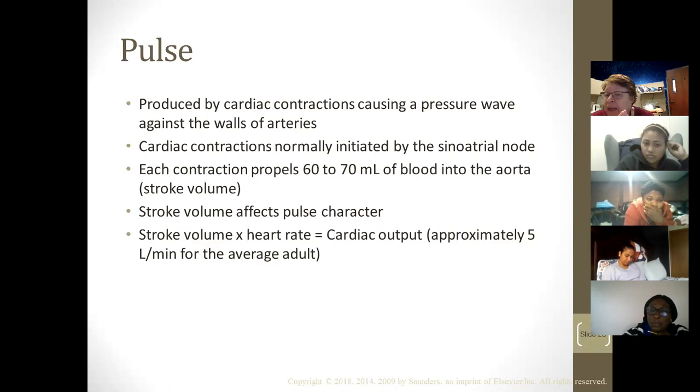That is your stroke volume. That's the amount of blood coming out, the stroke volume. And that affects your pulse character. If you have more blood being pushed out, then your pulse is going to be harder. Less blood is going to be thready. If we take our stroke volume times our heart rate, then we're going to have our cardiac output. So know what stroke volume is and know what cardiac output is.